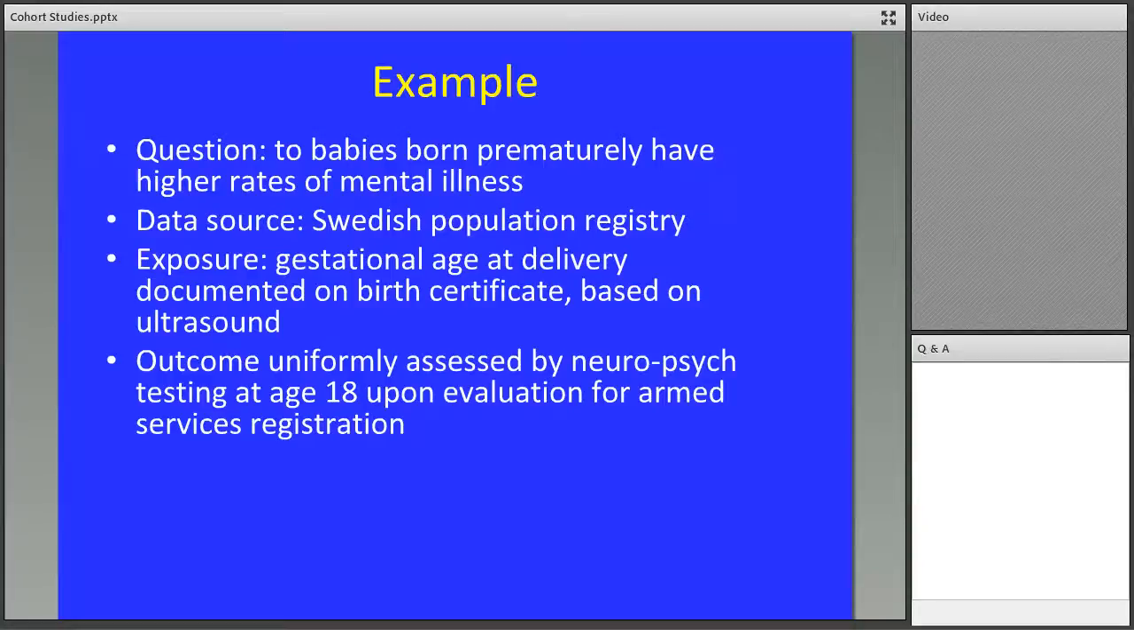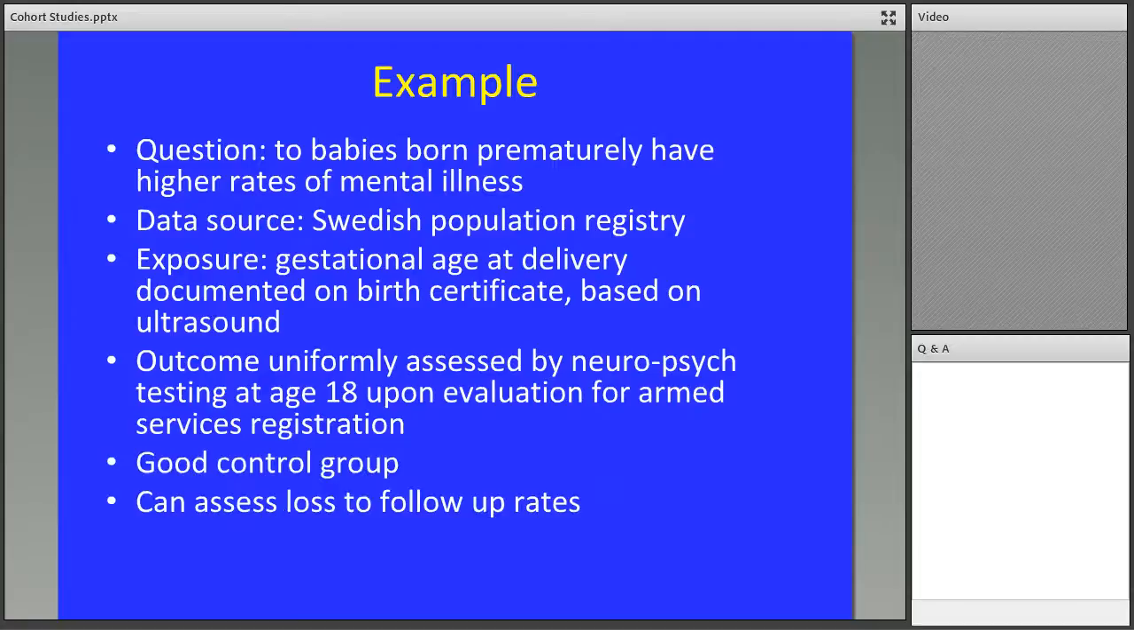And then you are uniformly assessing everybody at the age of 18 in the entire population with formal testing. Whether or not they go into the armed services or not doesn't matter, but everybody was tested, and you're looking at that whole population that was tested, not just those who were enrolled in the army. So I think that's a pretty good study design. You have a good control group, and you can assess for loss to follow-up rates because you know how many people showed up for the evaluation of armed services registration.